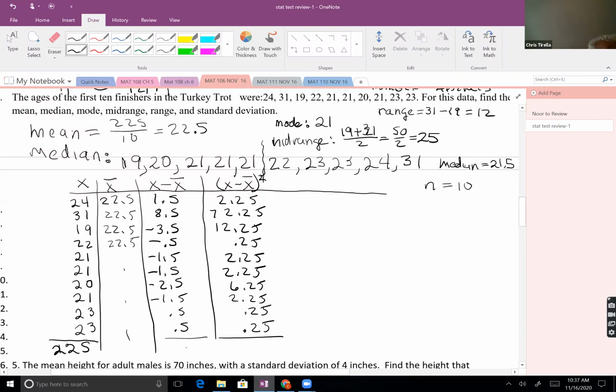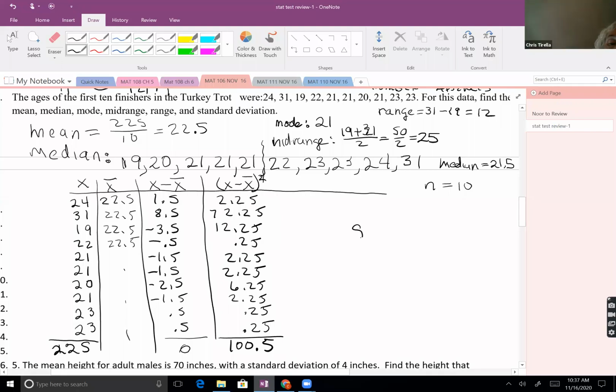Middle column should add up to 0. And then the squared column is, anybody want to do that adding for me, or are you guys going to make me do that adding? 100.5. 100.5? That's what I got anyways. Okay, somebody want to check, or did somebody else get the same results? Yeah, I got 100.5 on mine.